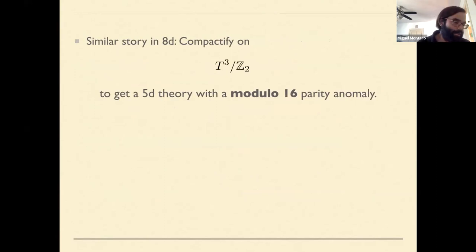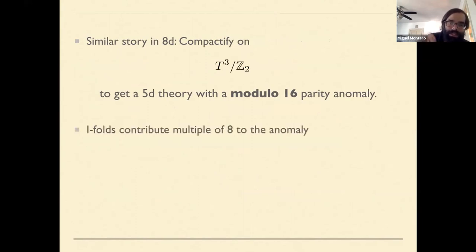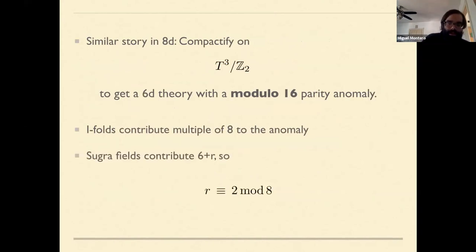So there's a similar story in 8 dimensions. We can start with an 8D theory with rank R and compactify on the Eiffel background. This time we get a 5D theory. 5D theories do not have local anomalies, but they have a modulo 16 parity anomaly. And the Eiffels again contribute a multiple of 8 to this anomaly. The supergravity fields contribute just the right amount, so as to again get the correct values of the rank in 8 dimensions.